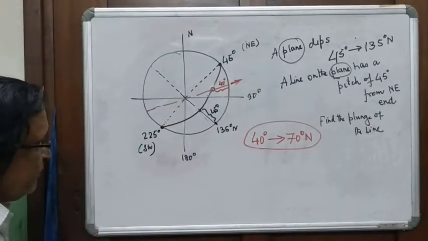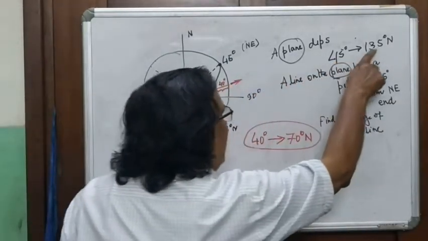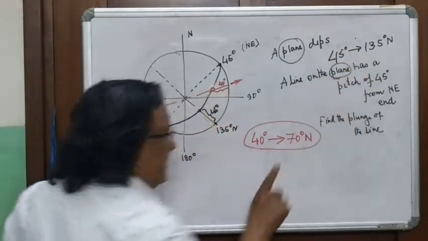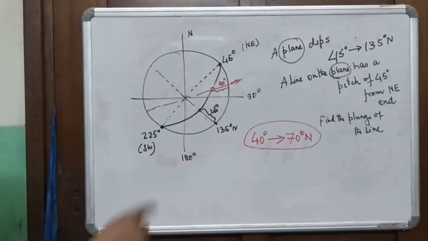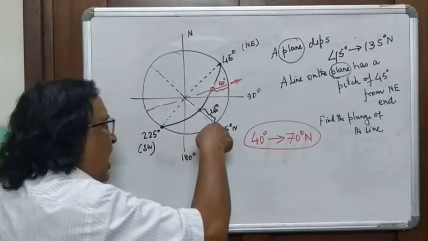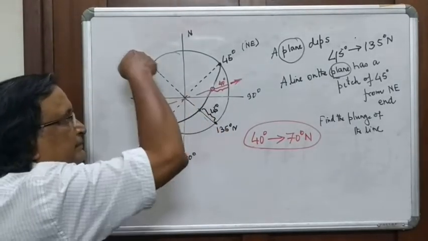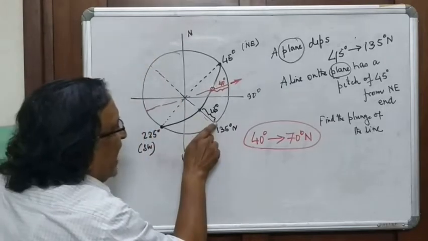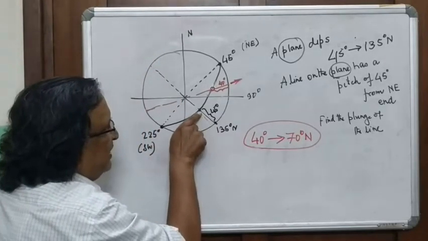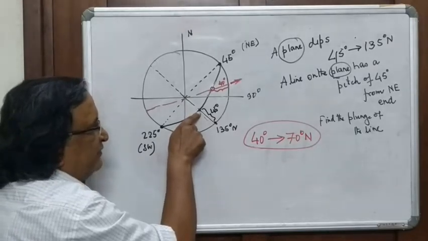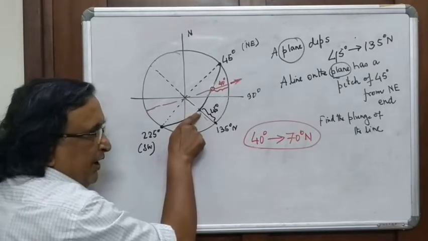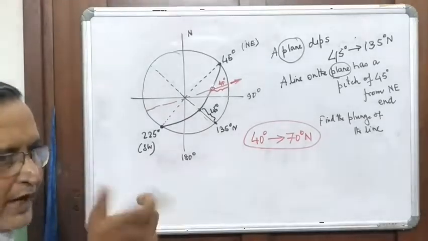Once again, first, 45 towards 135 is the direction, amount and direction. From this direction, I draw the dip line, which is this, and I count 45 degrees from here. This is 0, this is 90, roughly it should be 45. So this is one point. Where do I get the other points?